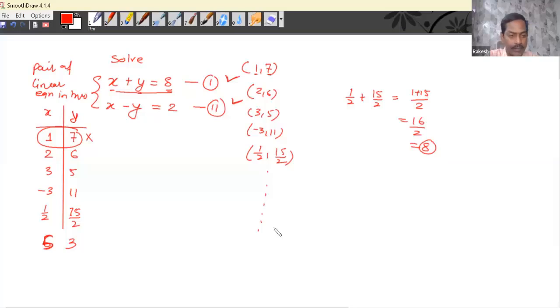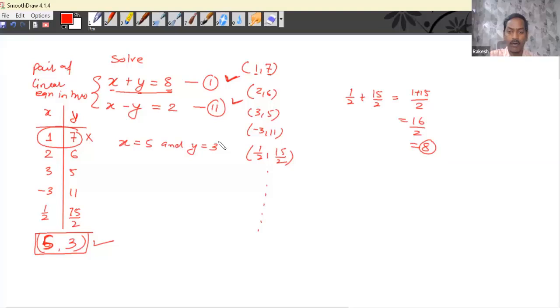Surprisingly, you will see that this particular solution, which is satisfying equation number 1, is also satisfying equation number 2. If I put the value of x to be 5 and the value of y to be 3, then 5 minus 3 will make it 2. This is the only solution you will find that satisfies both the equations. So the answer is 5 and 3, or the value of x has to be 5 and the value of y has to be 3, right?